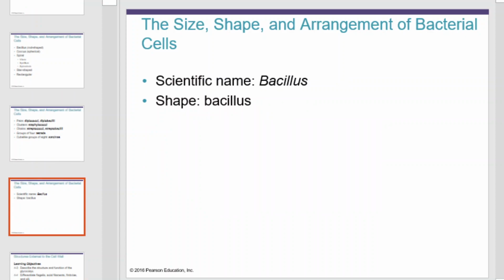Many prokaryotes are named based on their shape. The scientific name bacillus is referring to the shape of the cells which carry that name.